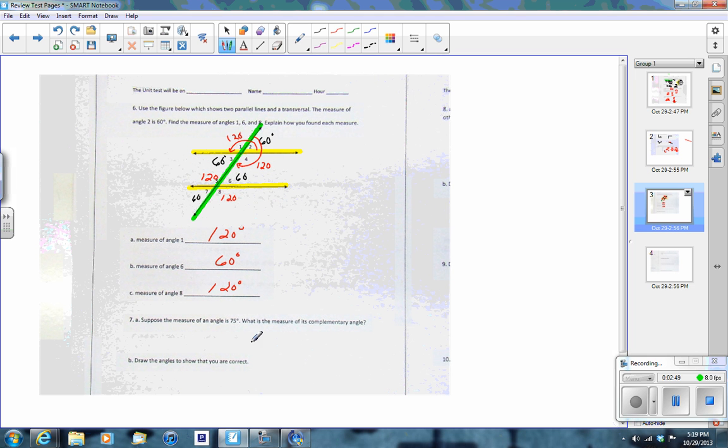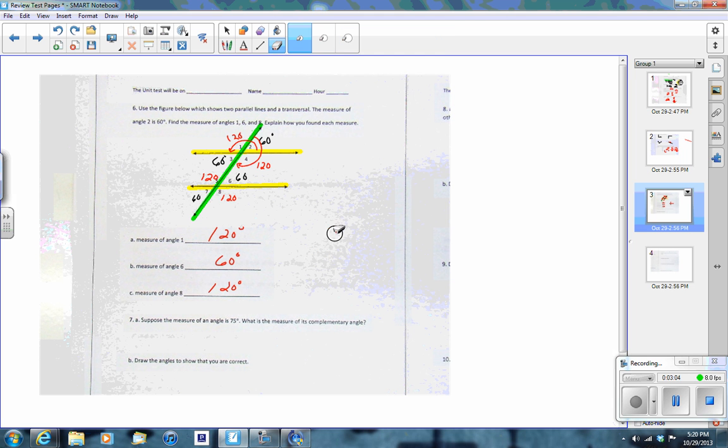So suppose the measure of an angle is 75. What is the measure of its complementary angle? Remember what I told you in class, the easiest way for me in school to remember the difference between complementary and supplementary.